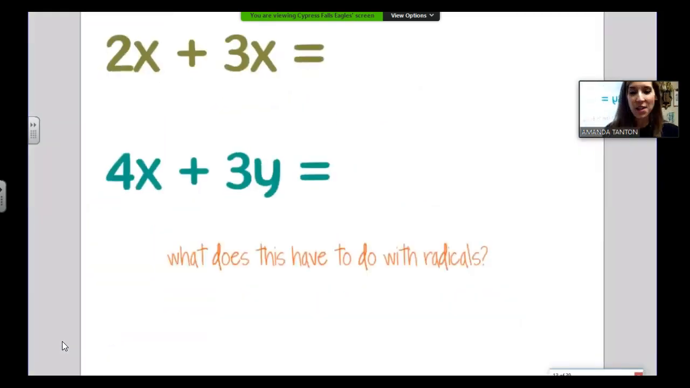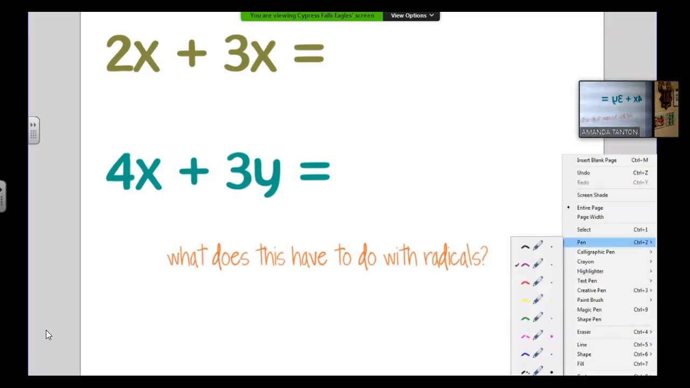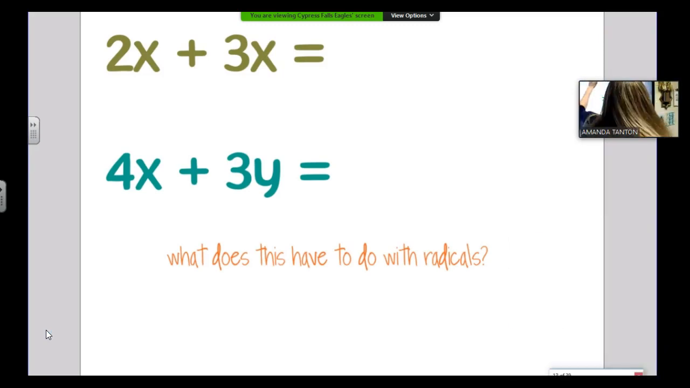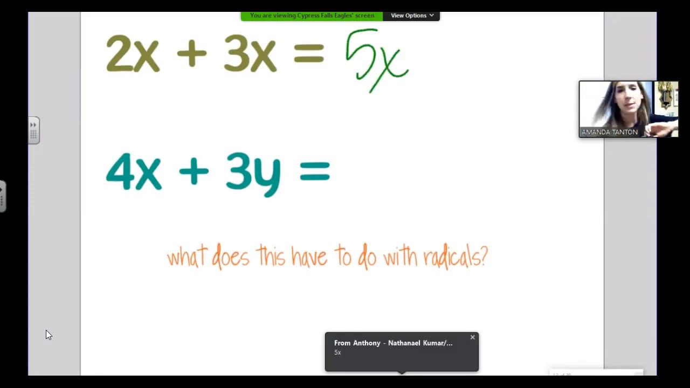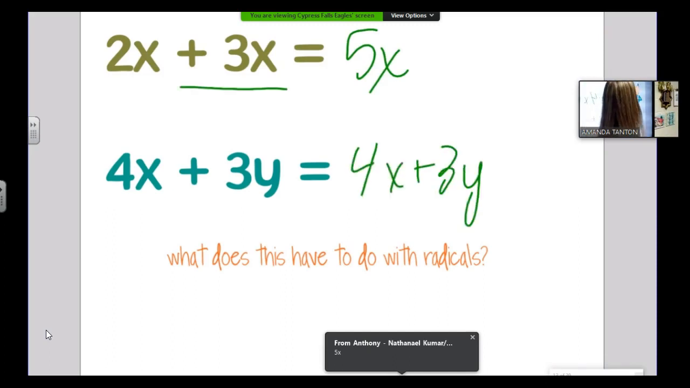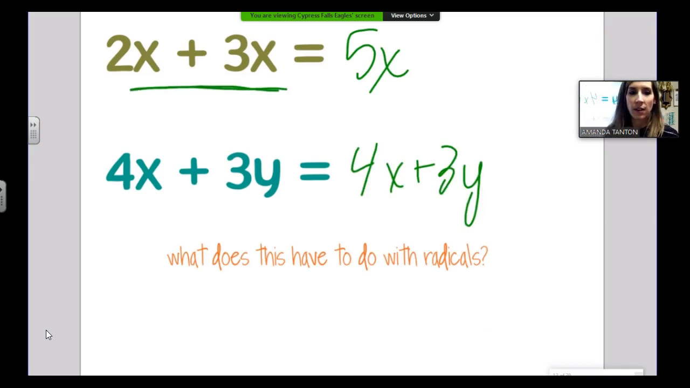The great news is, when you forget how to add and subtract radicals, just think back to variables. Just think back to adding and subtracting x's and y's. What is 2x plus 3x? 5x. It's not a trick question. It's 5x. What's 4x plus 3y? 4x plus 3y. Exactly. The difference is these were like terms, same variable, X's, and these were not like terms, so we could not add them together.